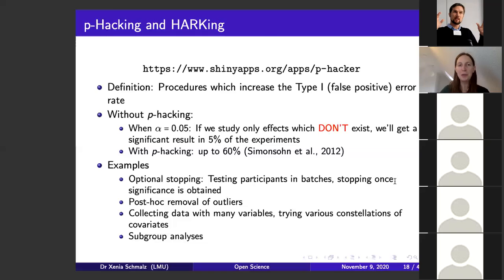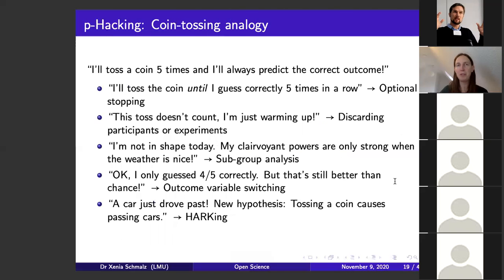But I think a better way to explain on a more intuitive level why p-hacking is bad and, more importantly, what it even is, what constitutes p-hacking, is to rely on an analogy. I think it's much more intuitive to understand what p-hacking actually is. The analogy is tossing a coin and predicting the outcome, because the p-value and the outcome of a coin toss are both random variables, so they follow the same laws of probability.